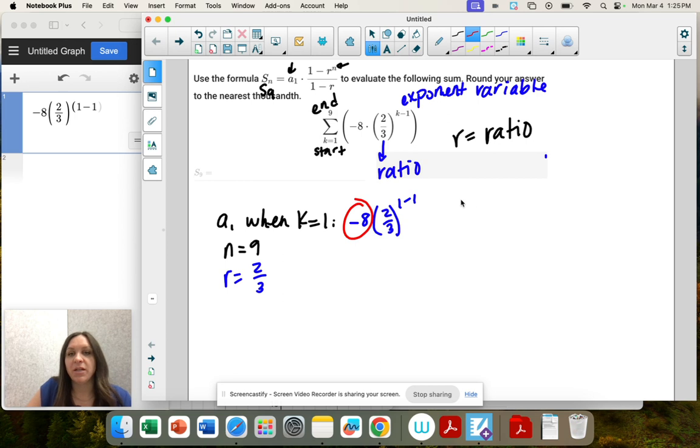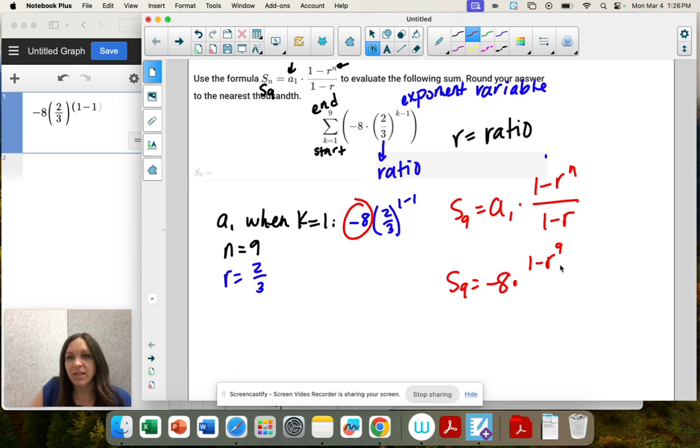So here's our formula. We're finding the sum of 9 terms, and it's a1 times 1 minus r to the n over 1 minus r. So a sub 1 is -8 times 1 minus r to the power of n. N is 9. Actually, r, we know r. R is 2/3 to the power of n, which is 9. And then 1 minus 2/3.